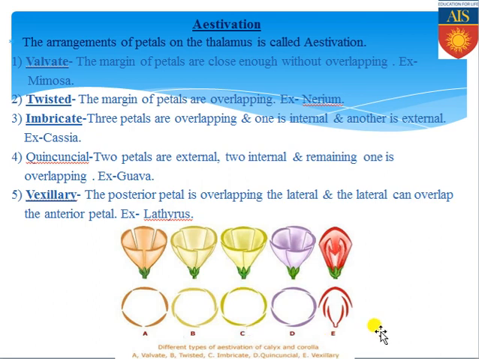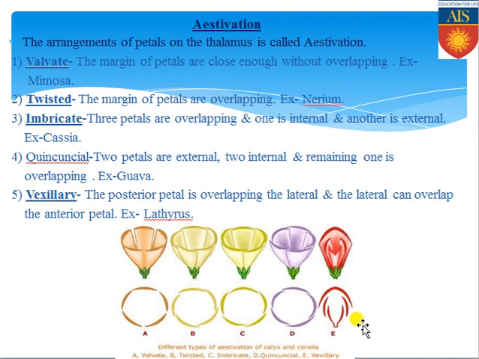If you see this figure properly, you can understand three petals are present in an overlapping manner, and for one petal both of the margins are outside, and for another petal both of the margins are inside. So for that reason they are known as imbricate type of the estivation. Example, Cassia. Cassia is the example of the imbricate estivation.